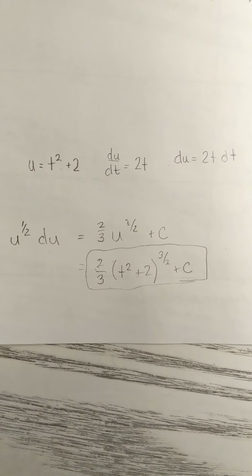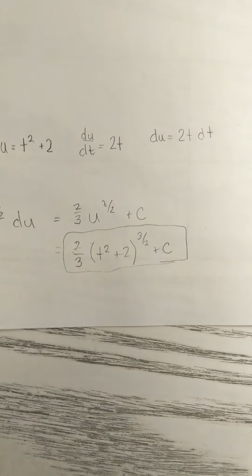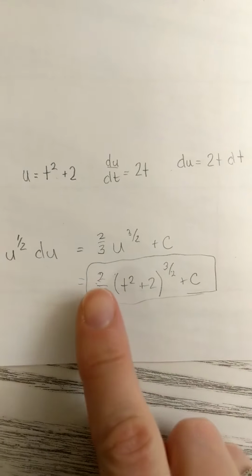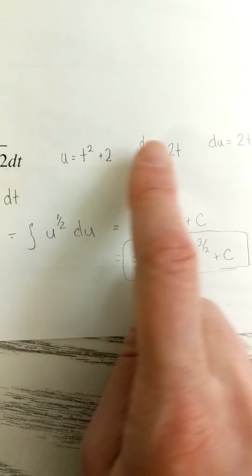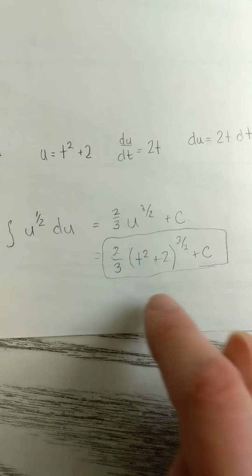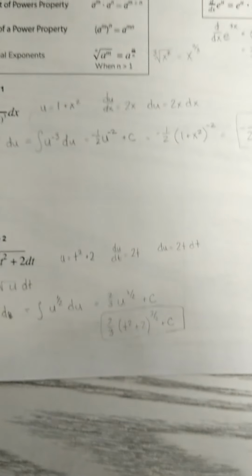All right. So with some of the problems that you have in this packet, you are going to have to multiply and divide by a constant in order to get your correct value for du. Just bear that in mind. And if you have any questions, let me know.